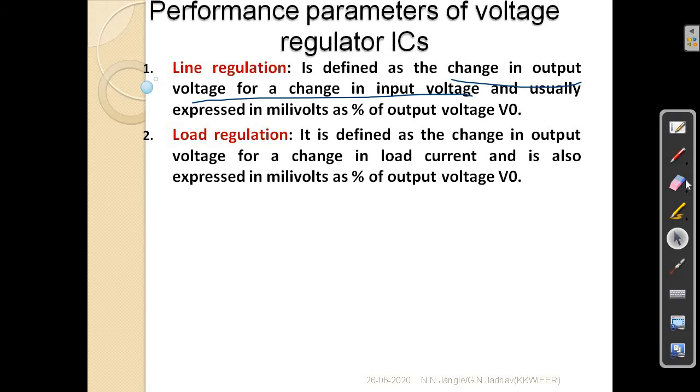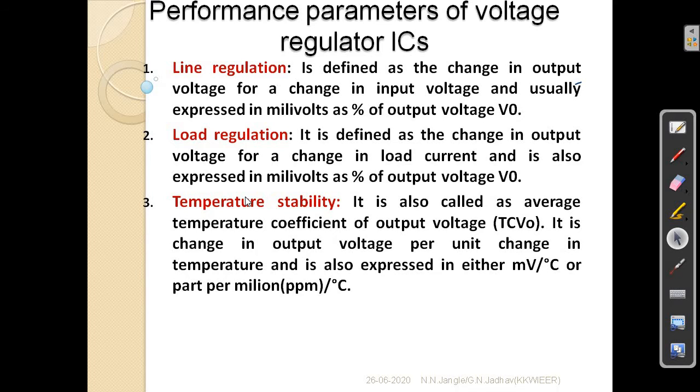So these two parameters, line regulation and load regulation: your output voltage should not change with the change in the input voltage. That is called what? Line regulation. And load regulation means even if there is a change in load, your output voltage should remain constant. That is given by what? Load regulation. The third parameter is temperature stability.